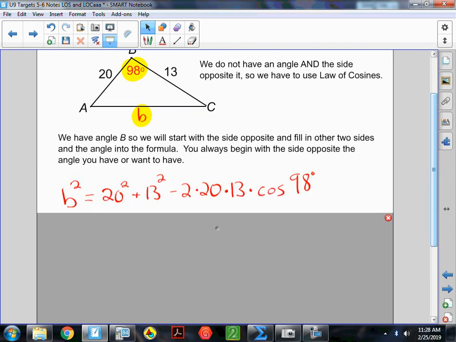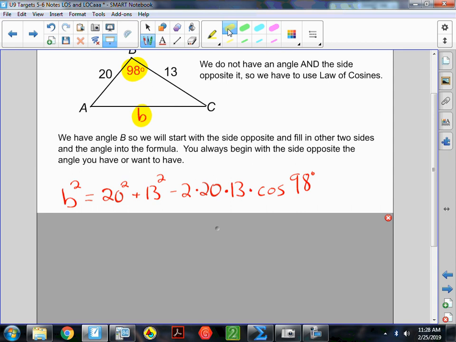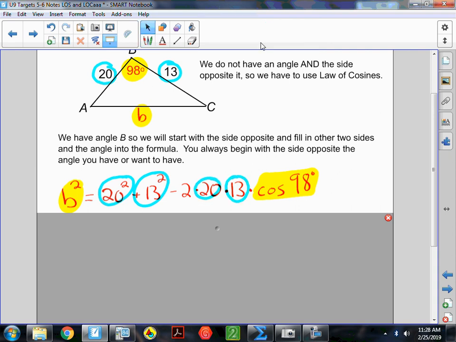So my formula is going to start with b squared, again the side I'm trying to find. It's going to end with cosine b. And then the other numbers in the middle are going to correspond to the other two sides. So 20 squared plus 13 squared comes from the 20 and the 13. The formula has a negative 2 times 20 times 13, again the other two sides. So I plugged in all the numbers.